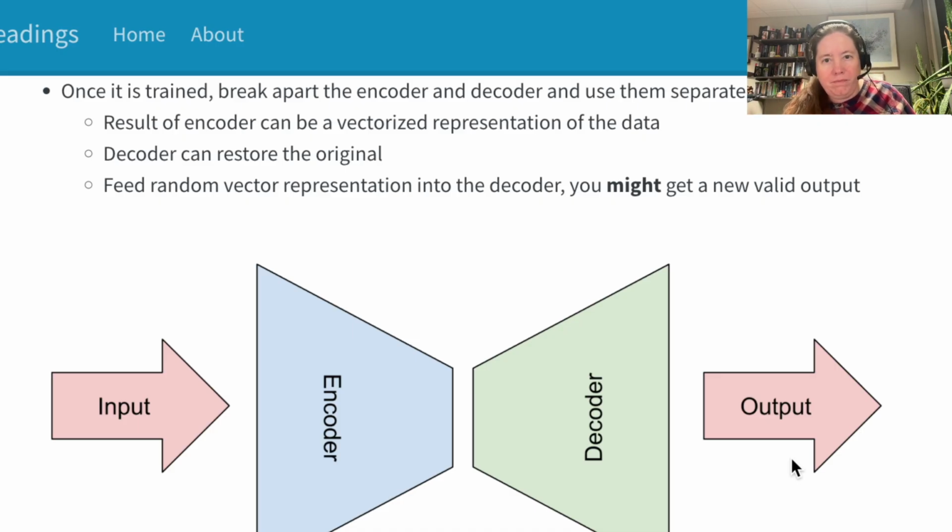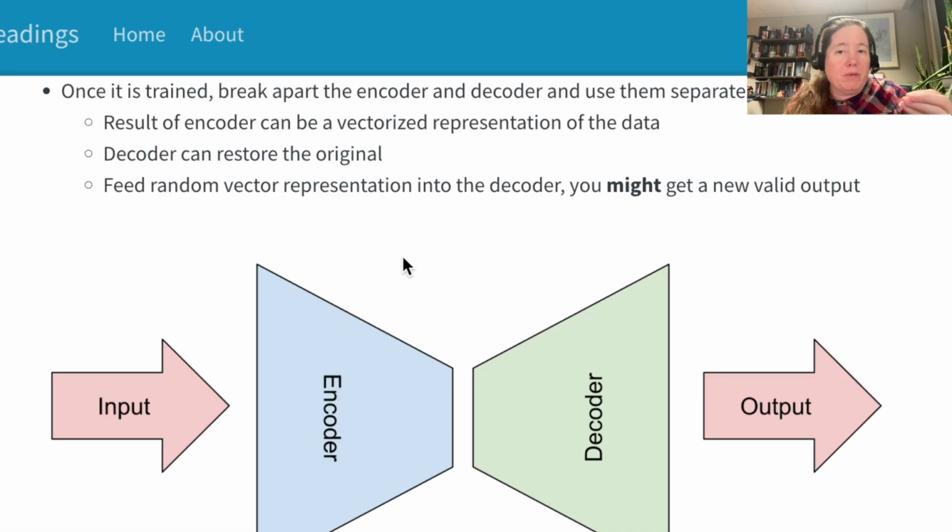So it creates a vectorized representation of the data. So it turns that data into just a smaller box of numbers somehow.